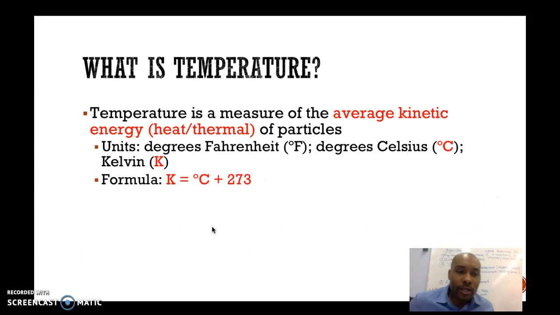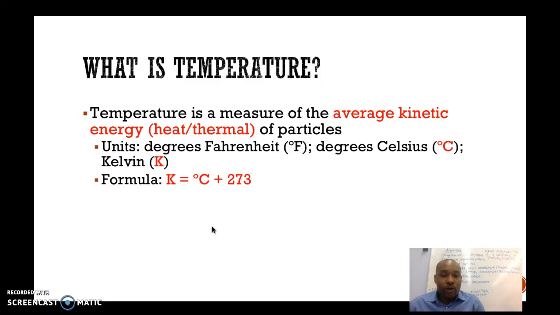Okay, so before we get into it, we should first start off by defining what we mean by temperature, because there's some misconceptions with temperature. And so temperature is a measure of the average kinetic energy of the particles. So it has to do with the movement of the particles in a substance. And it's related to heat and thermal. There is a slight distinction, but you should get an idea that temperature is just measuring the average kinetic energy of a particle or substance.